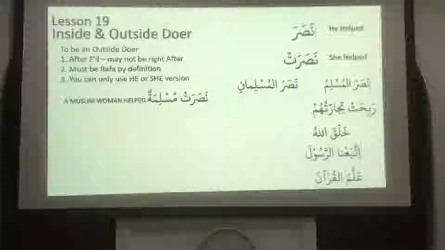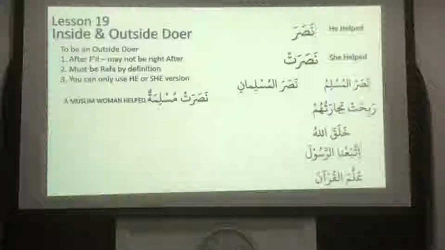Ittaba'ana rasula. Ittaba'ana, there is no inside doer, only an outside doer, because ittaba'ana is not the version of nasara and nasarat. Ittaba'ana is a version for the nahnu. So that's why there is no inside doer. Ittaba'ana means we followed. Who did we follow? Rasul. That's why Rasula is not rafa, it's nasb, Rasula.